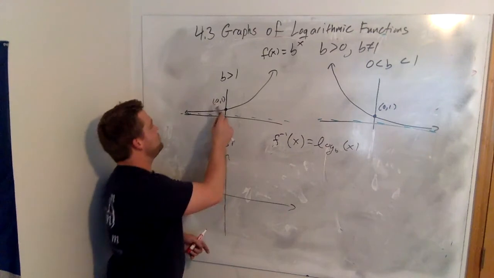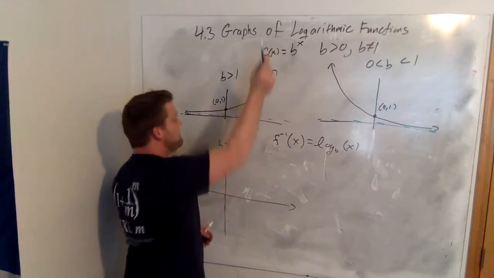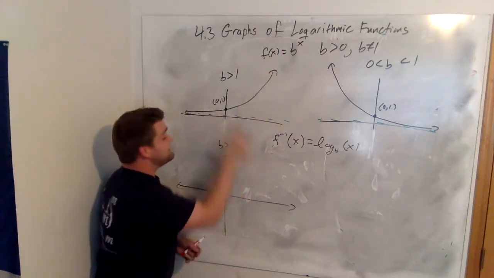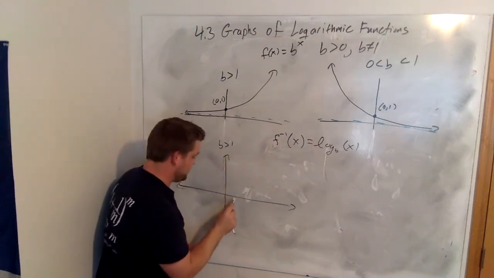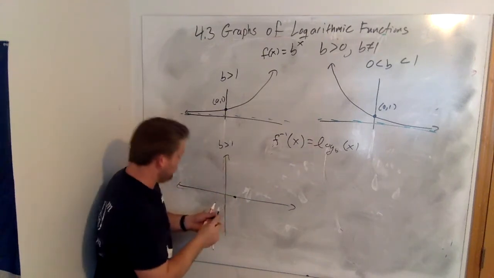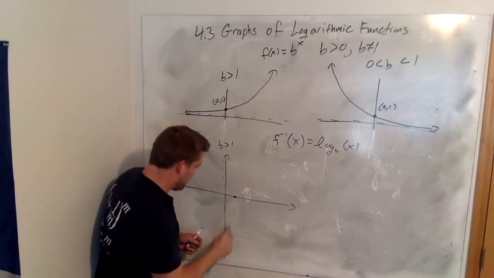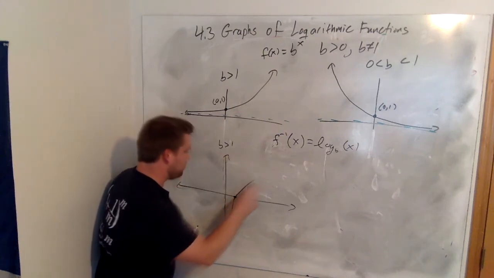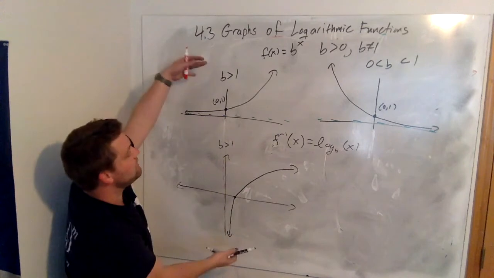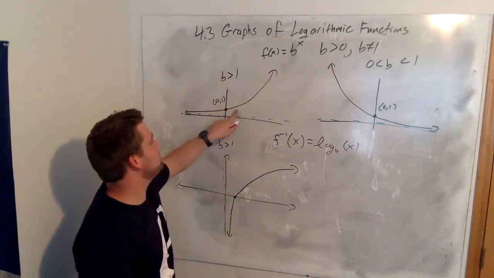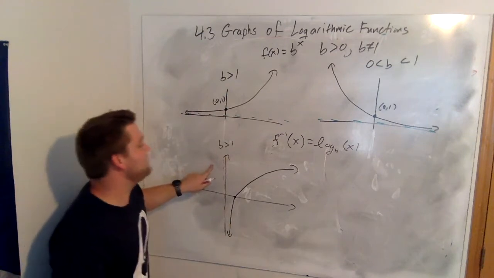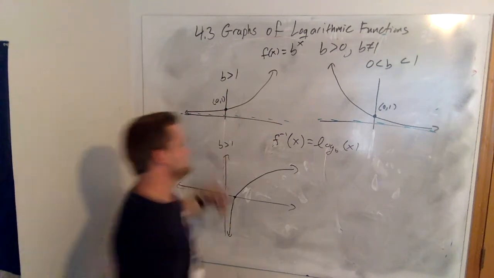Also, if the point 0, 1 was on b to the x, then the point 1, 0 is on log base b. So this graph will look like this. They're reflections over the line y equals x. Here's the graph of b to the x for b greater than 1. This is the graph of log base b of x for b greater than 1.